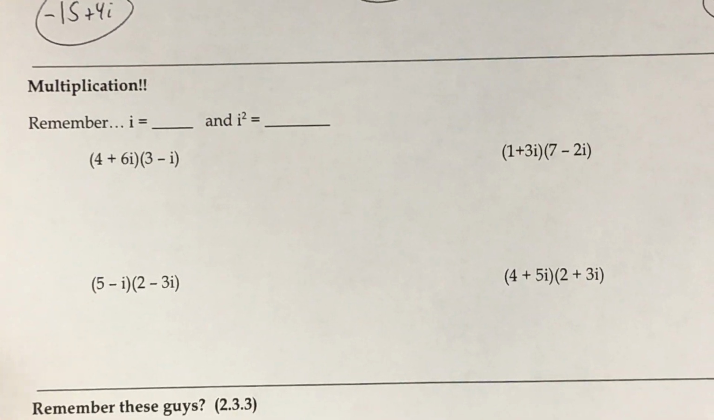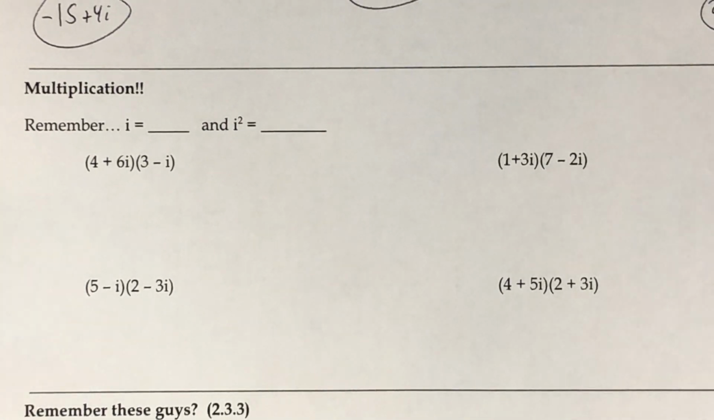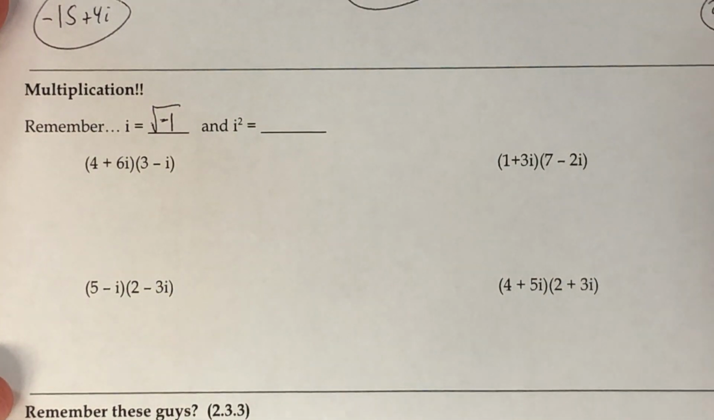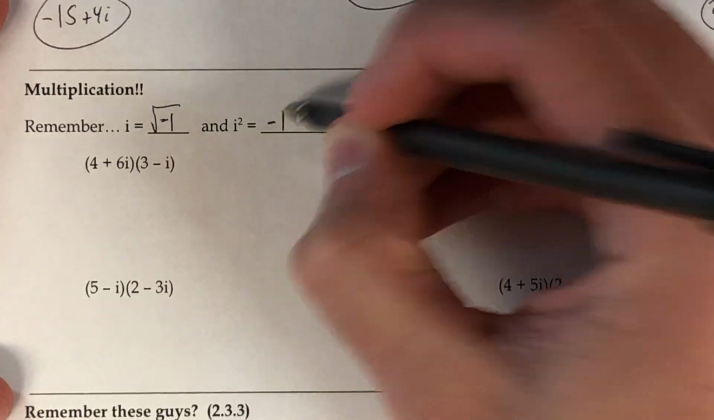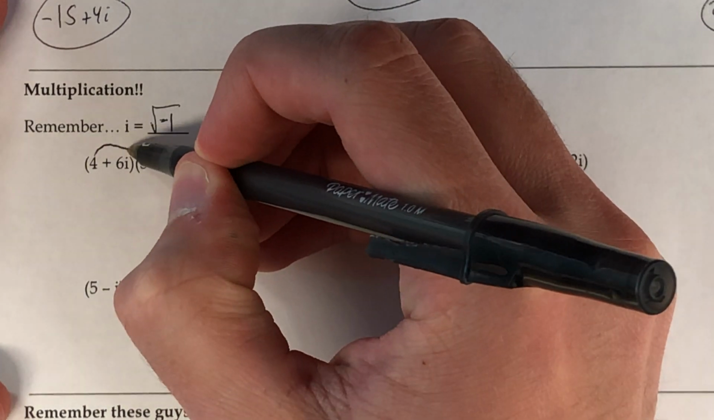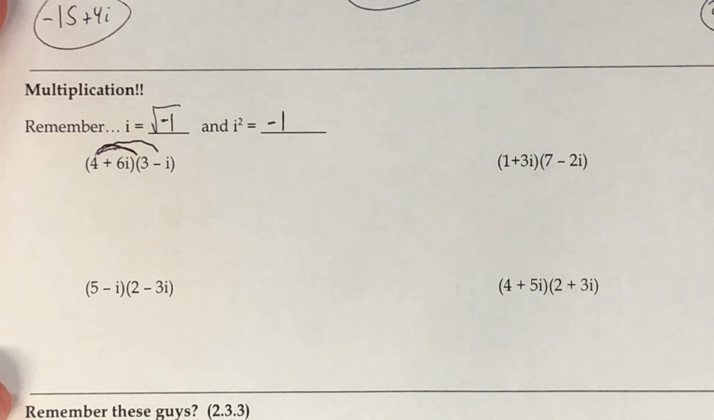Okay. Now for multiplication. When we're multiplying, it's important to remember what imaginary numbers represent. We know i is the square root of negative 1, which means i squared, well, that's just negative 1. So when we're multiplying, we want to keep that in mind. If you want to pause the video and try it on your own, you're welcome to.